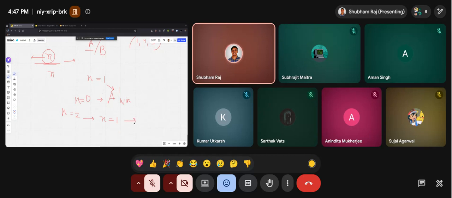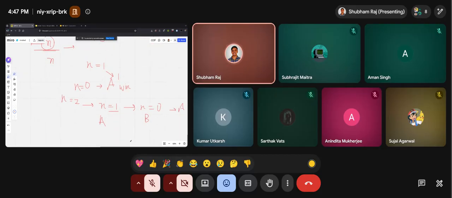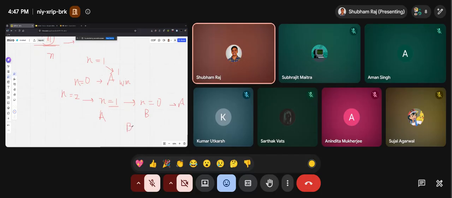Now Bob can make a move also. He can remove the remaining stones, so n will become zero. And after that, there are no moves. So this move is Alice's move. This move is Bob's move. So there are no moves for Alice. So Alice will lose the game, and Bob wins the game. Right.